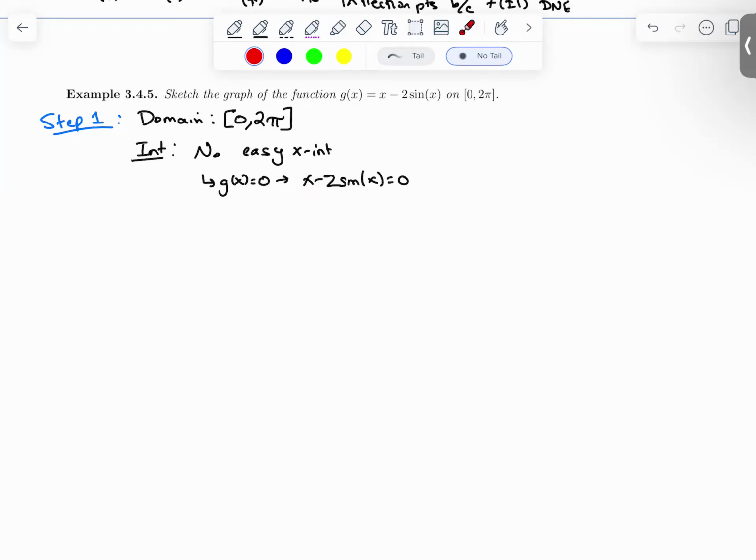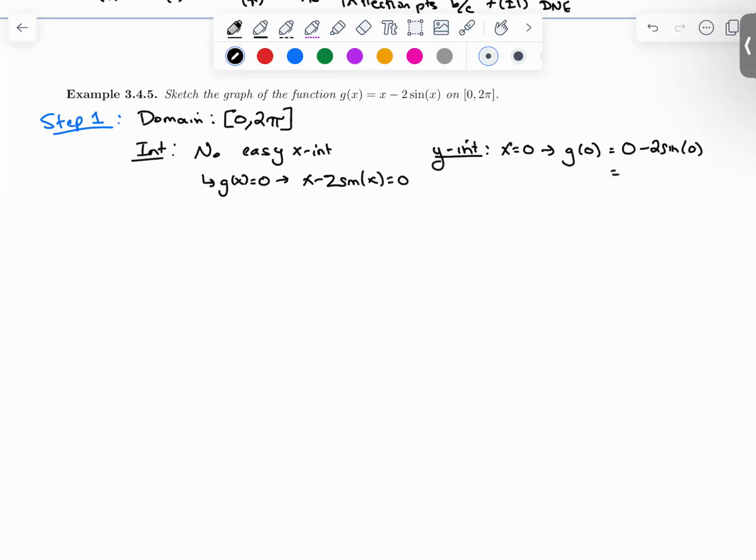So there's no easy x-intercept, but y-intercepts are always nice and neat to find. For the y-intercept, you just set the opposite variable, so x equal to 0. That is to find g of 0, which would be 0 minus 2 sine of 0, which would be equal to 0. So the y-intercept is 0 comma 0. It turns out that it's an x-intercept and you could guess it from this, but there's no easy way to directly solve this. You can guess for correct answers, but it's much harder than it looks.